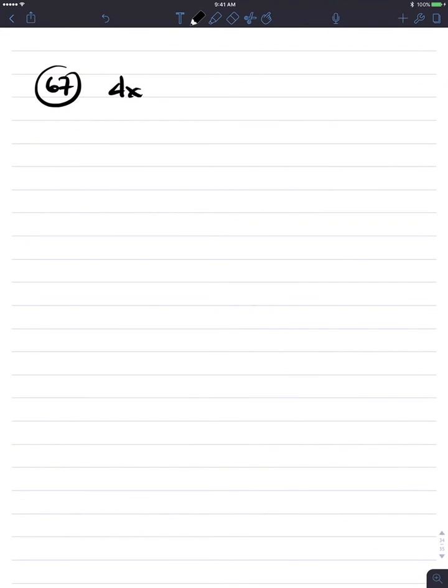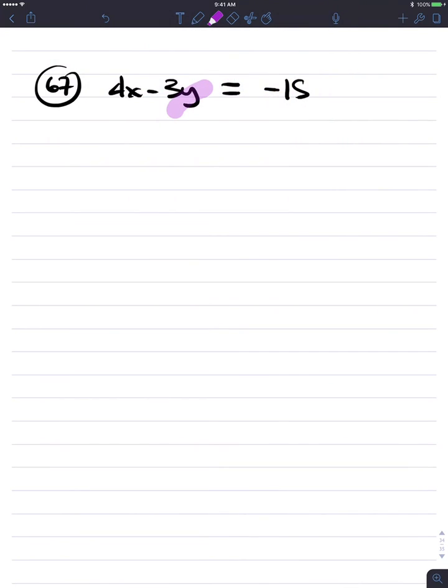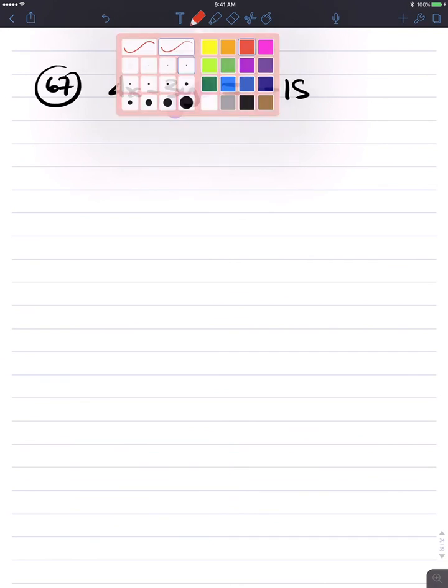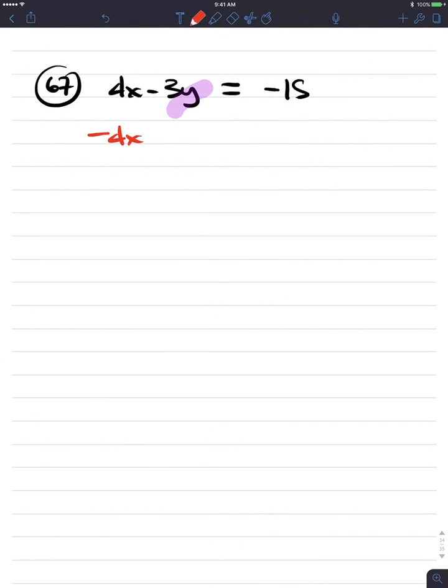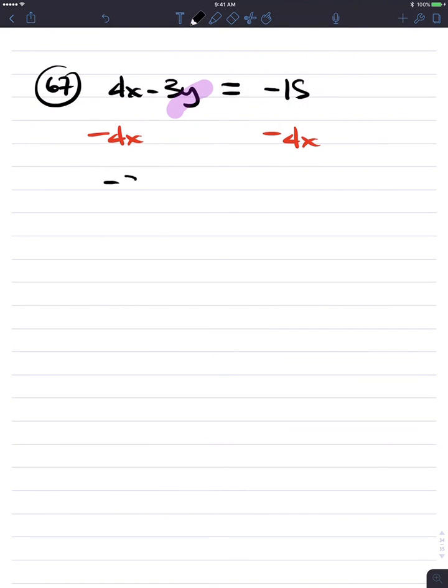67. 4x minus 3y is negative 15. Solve for y. Subtract my 4x from both sides. We end up with negative 3y is negative 4x minus 15. The negative 3 is being multiplied to the y, so we're going to divide both sides by our negative 3, and we get cancellation.